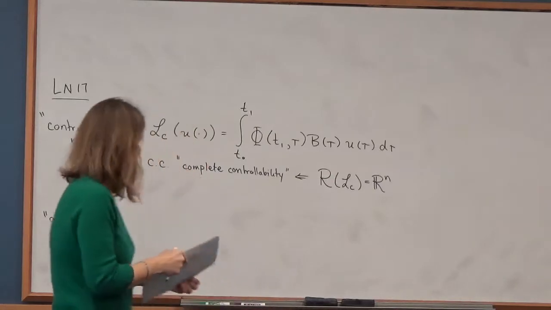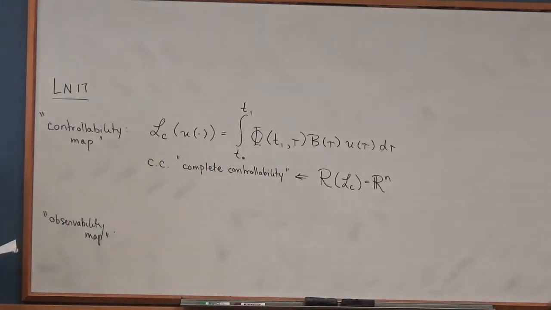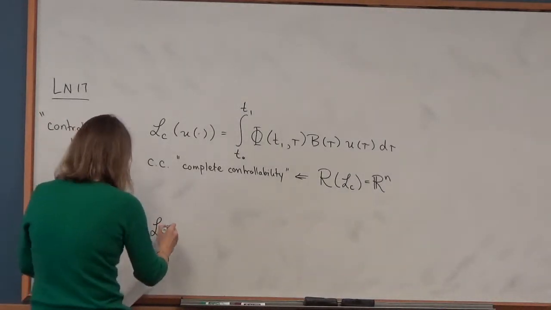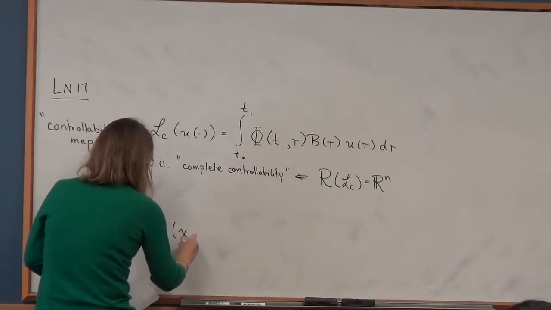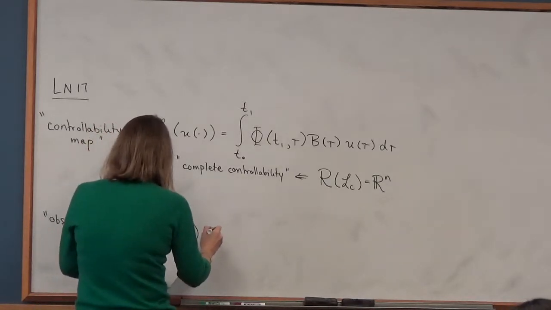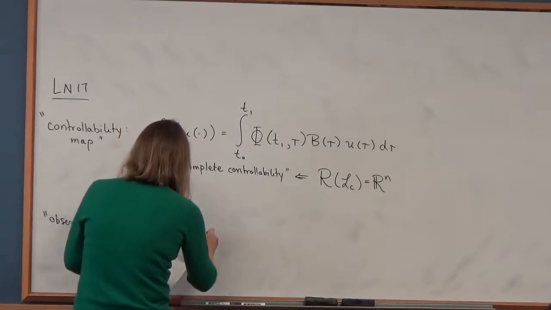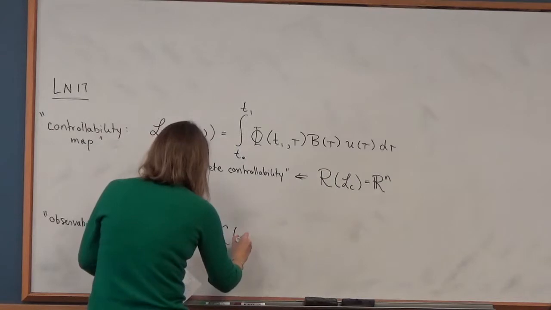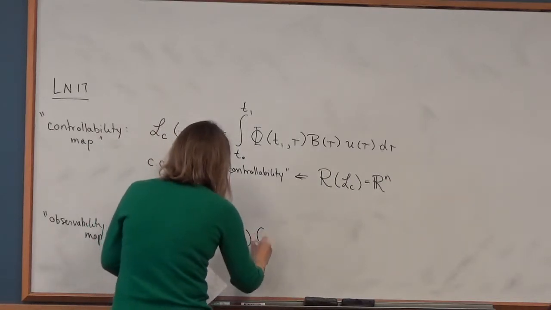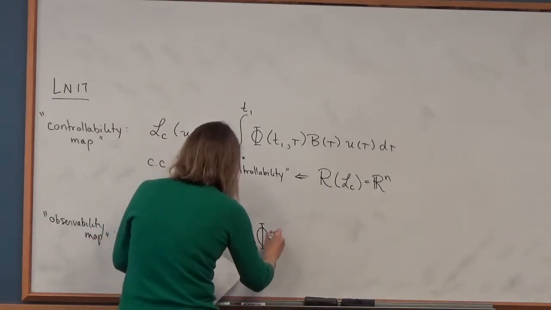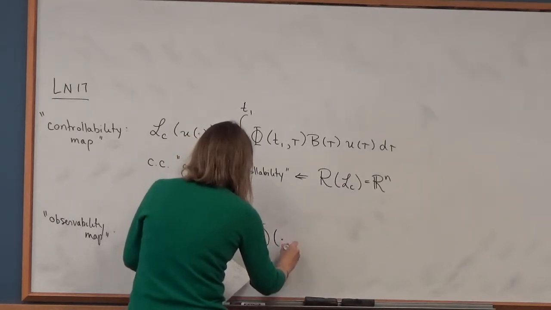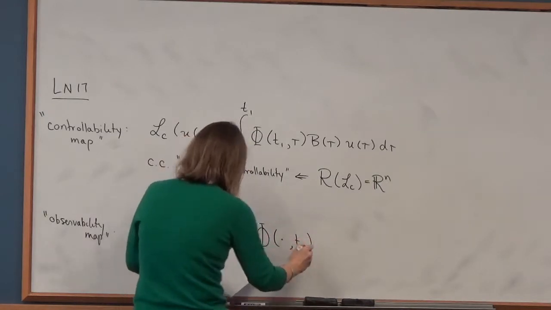And so we rewrote the response function, again collecting like terms on the left-hand side, in terms of what we defined as the observability map. And that's a map from the initial state to the output, or something that looks like an output function. And I'm going to write it using our dot to represent the argument that this is computed over a time horizon, t0 to t1.